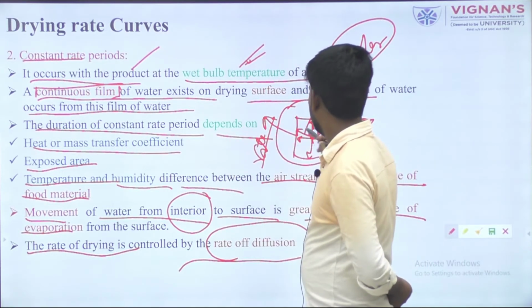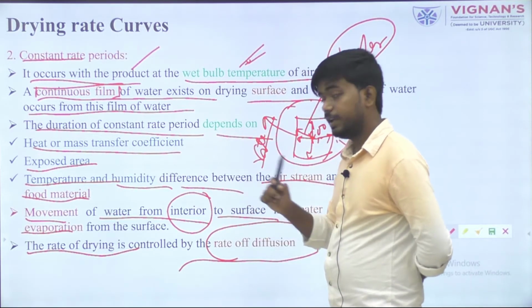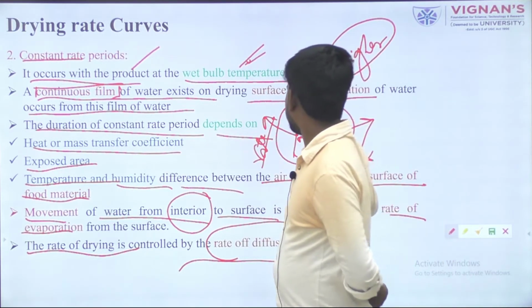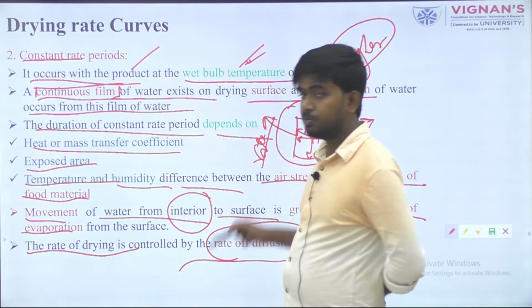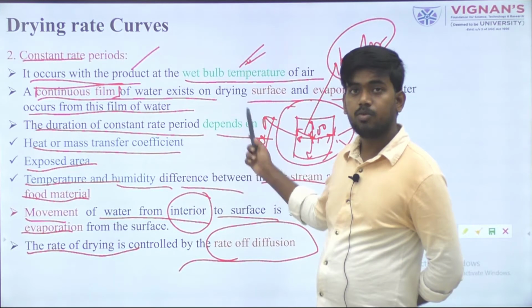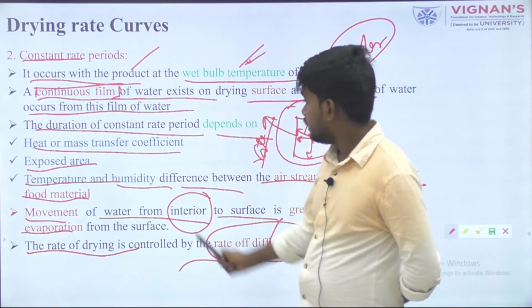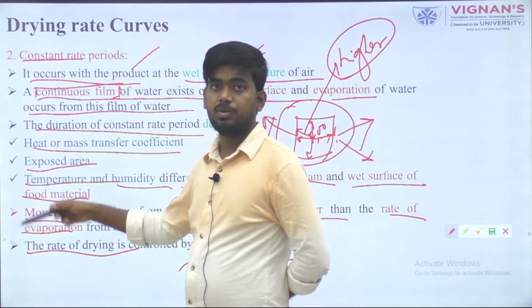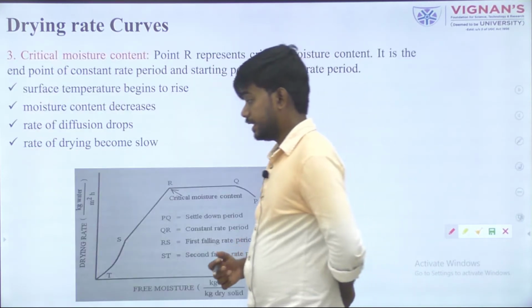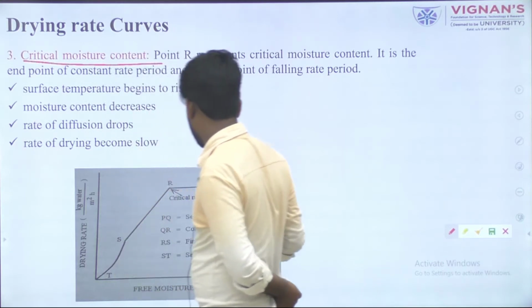So this diffusion rate also controls the drying time and drying rate. If the diffusion rate is slow, then the entire drying time will be much longer. If the diffusion rate is faster, then the entire drying time will be less. Then the next topic is the critical moisture content.